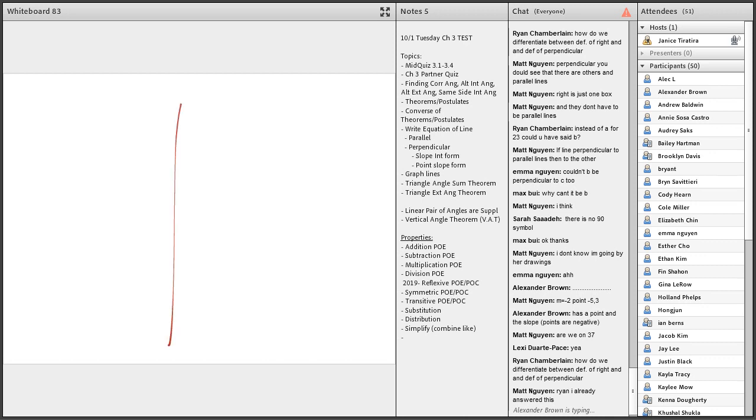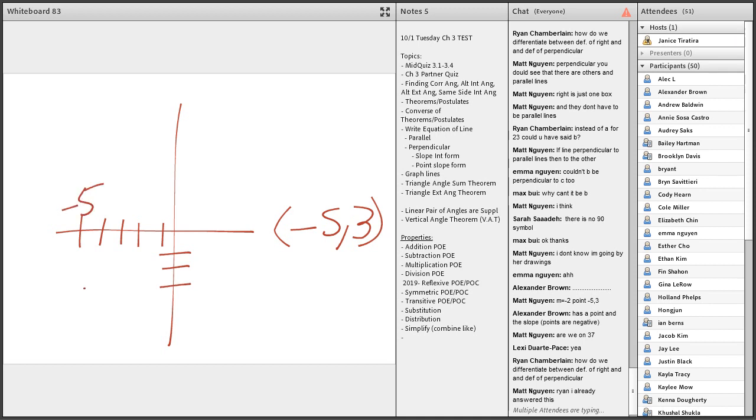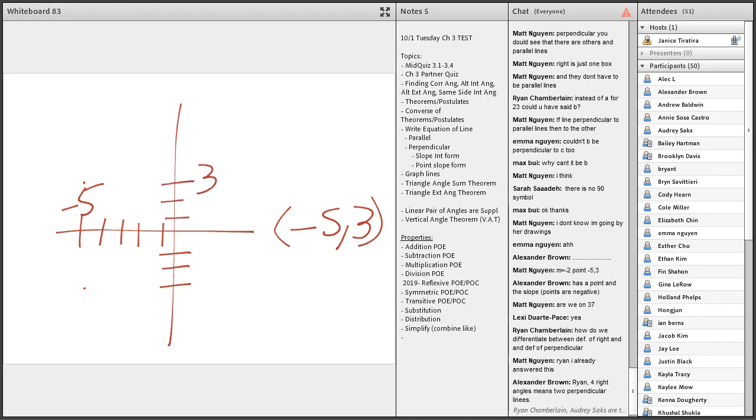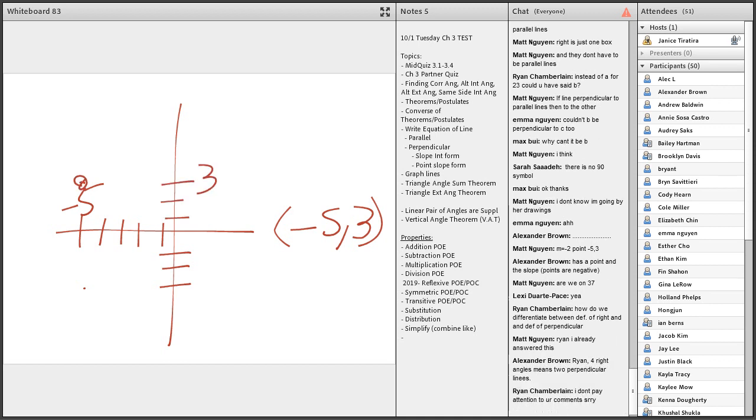So then if I were to graph it, I would graph negative 5, 3. Put a dot there. So 1, 2, 3, 4, 5. 1, 2, 3. So here's negative 5, comma. Oh, no, it's up here. 1, 2, 3. I just caught myself right here. This is where you put your dot.